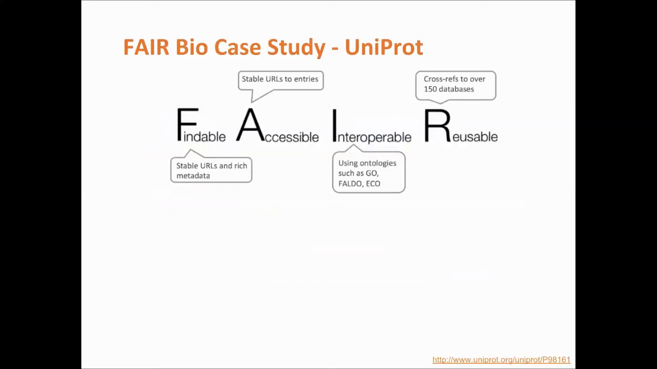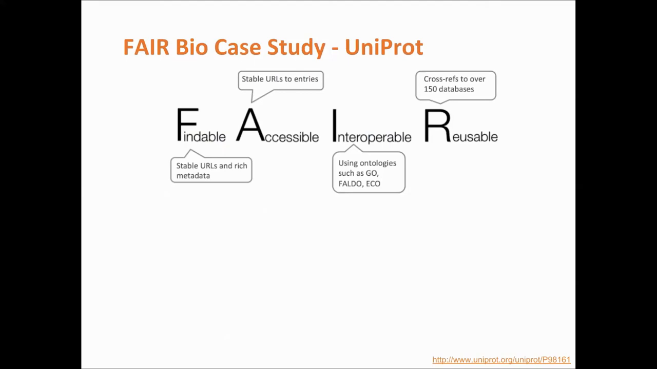So we'll now take a little time to discover how a life science resource can actually be made more FAIR. And in this example, we're looking at UniProt. UniProt is one of the world's largest freely available biological data resources, providing key life science data in the most open and accessible manner to the scientific community. All entries are uniquely identified by a stable URL that provides access to the entry in a variety of formats, including a web page, XML, plain text, RDF, and REST services. So this helps achieve findability and accessibility of the resource.